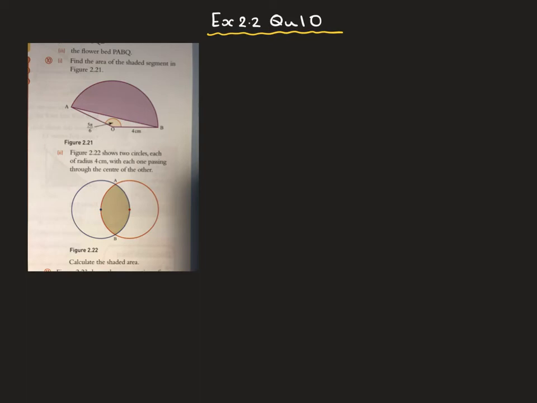So, question 10 from exercise 2.2. Let's start with 10 part 1, the area of the shaded segment. This should be pretty standard by now because it's the same sort of process every single time when you're working out the area of a segment.